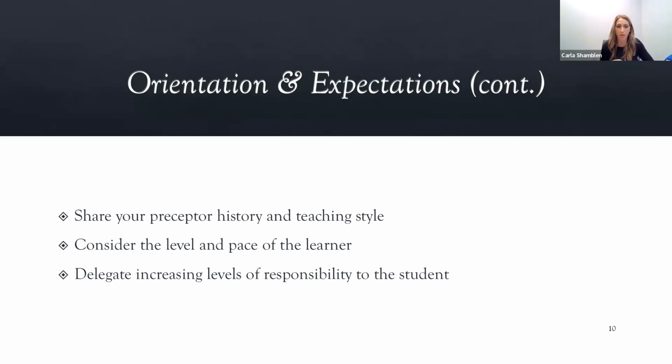Certainly, I think this would look very different if it's a student later in the rotation series. They may come in and off the bat, on the first day, you ask them to go in and take a history and physical and give an oral presentation back to you. And you give them a time limit of, in 10 minutes, go do that. So delegating increasing levels of responsibility is really important, based on your perception of how the student's doing on the rotation, and also where they are in terms of their level of learning.